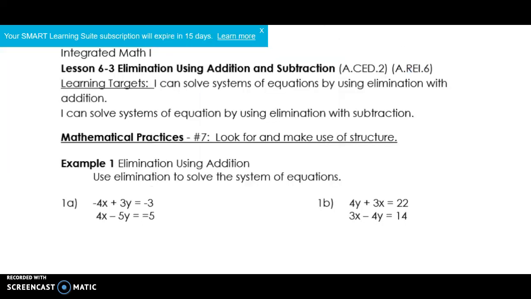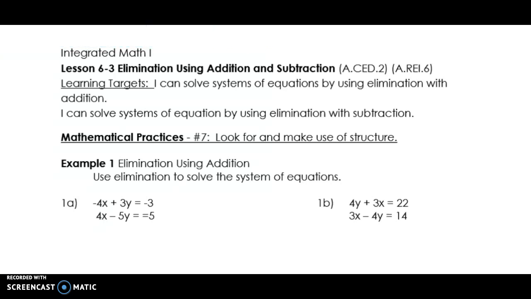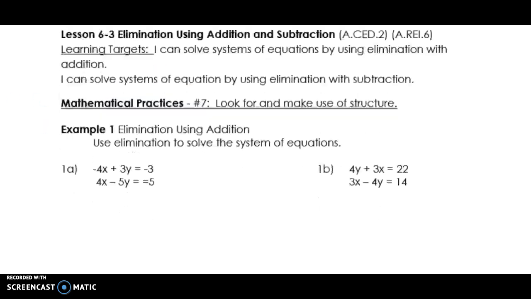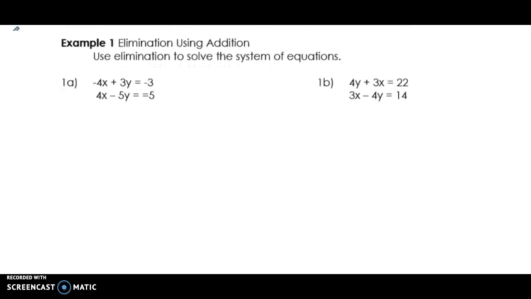In this section, we are talking about the third way to solve systems of equations, and that is to eliminate. So we're talking about elimination using addition and subtraction. So on example one, we're just going to kind of learn by doing here. On example one, we're using elimination with addition.